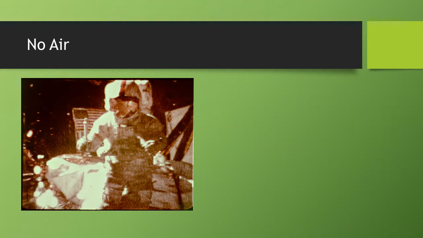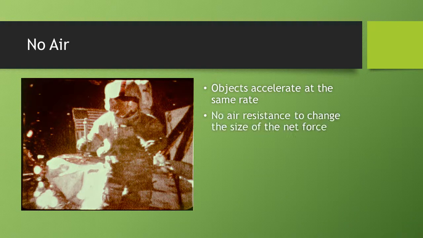What if we take away the air altogether? Well, the Apollo 15 astronauts tested this. They took a hammer and a feather and they dropped them on the moon. Now if you do that on Earth, obviously the hammer's going to hit the ground first. However, without any air, it turns out that they actually accelerate at the same rate. This is because there's no air resistance to change the size of the net force.